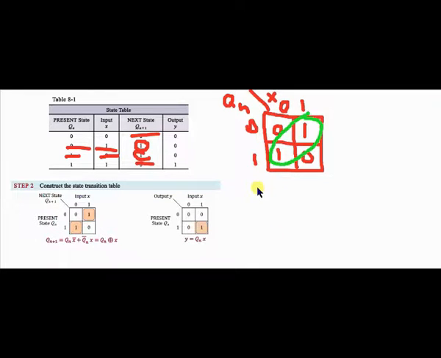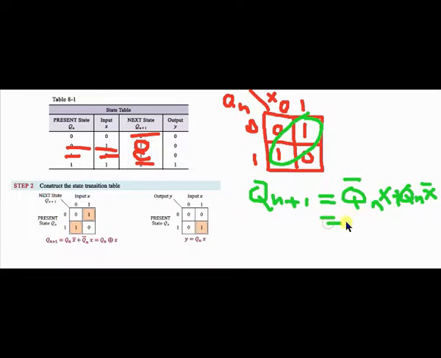We already know for the diagonal, Qn plus 1 equals Qn bar x plus Qn x bar. We can write this as Qn XOR x.